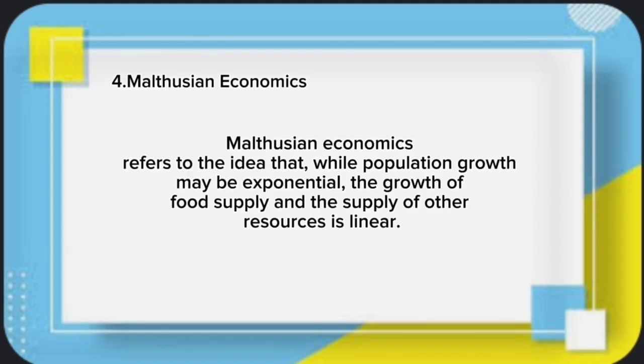Number four, Malthusian theory. Malthusianism refers to the idea that while population growth may be exponential, the growth of food supply and the supply of other resources is linear. This theory states that when a population grows over time and outpaces a society's ability to produce resources, its standard of living may reduce and trigger a large depopulation event.